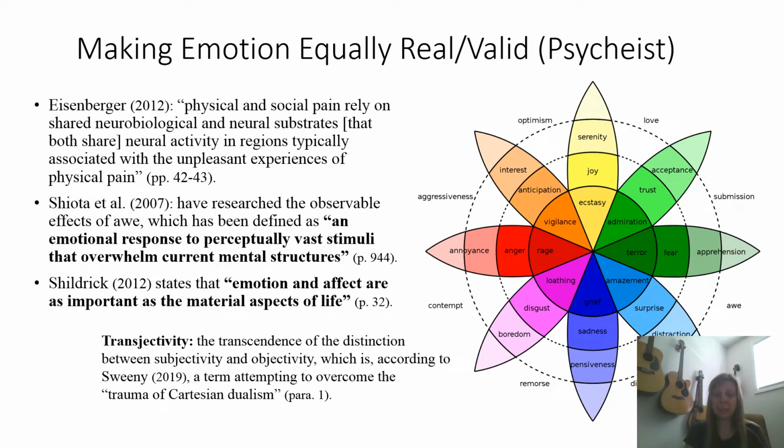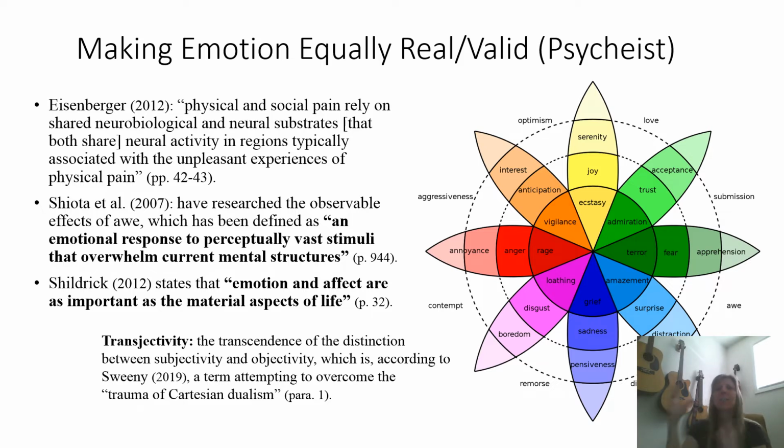Eisenberger presents similar research that states that physical and social pain rely on shared neurobiological substrates that both share neural activity in regions typically associated with the unpleasant experiences of physical pain. He calls this piggybacking. Therefore, if physical and emotional pain share neural pathways, then the body, mind, and emotion may be more interconnected and relational than previously thought. In a relational system, directional causality is impossible to determine.